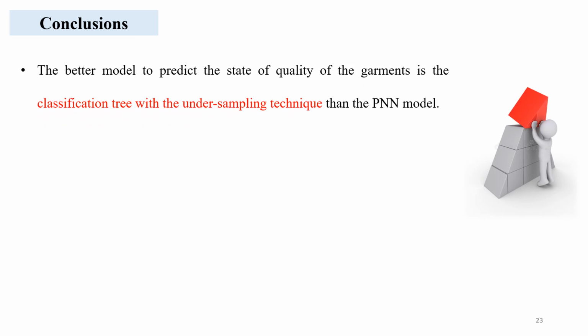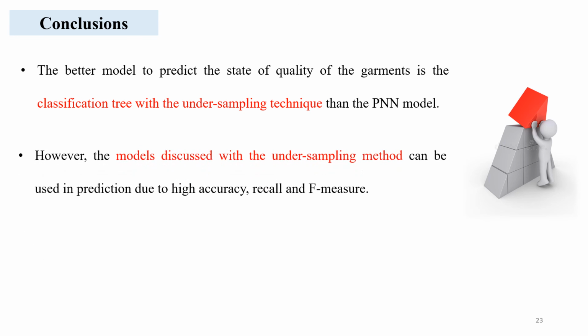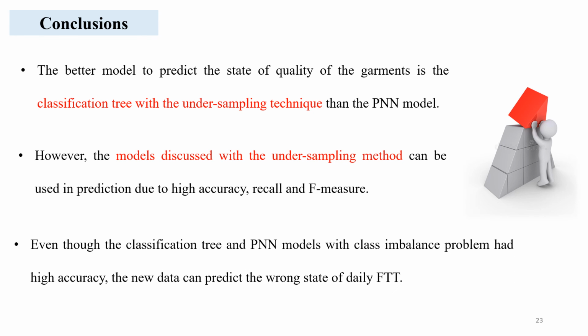Finally, the conclusions. The better performing model to predict the state of quality of the garment is the classification tree with the undersampling technique. However, both the models discussed under the undersampling technique, which are the classification tree and the PNN, can be used in prediction. Even though the classification tree and the PNN model with the class imbalance problem had a high accuracy, the new data can predict the wrong state of daily FTT.